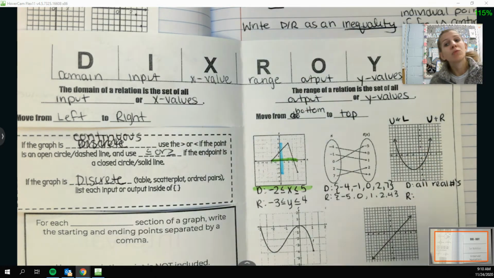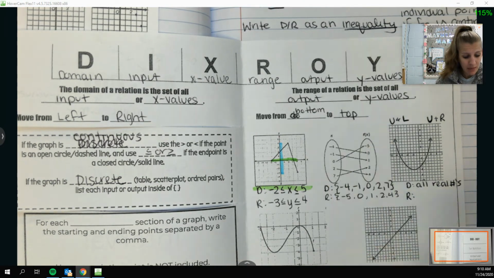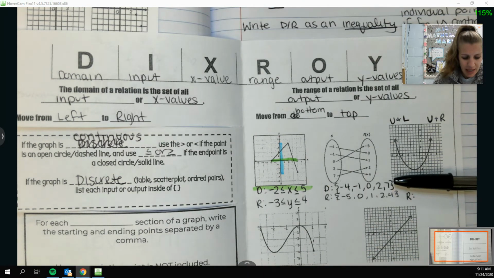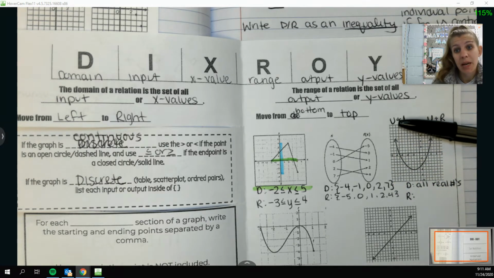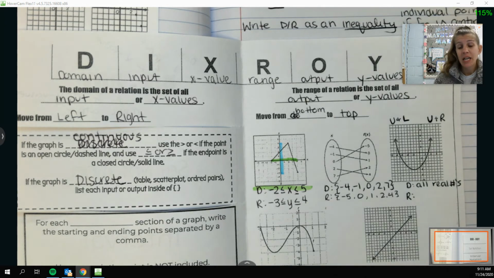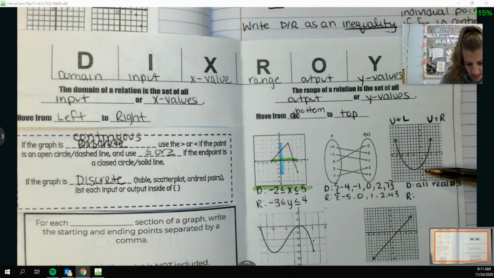Now, as far as range goes, range, we want to move from bottom to top. So this graph here is only ever going up. It's going up and up and up forever. So that must mean it had a lowest point. And so the lowest that this graph ever got was right here at -6.